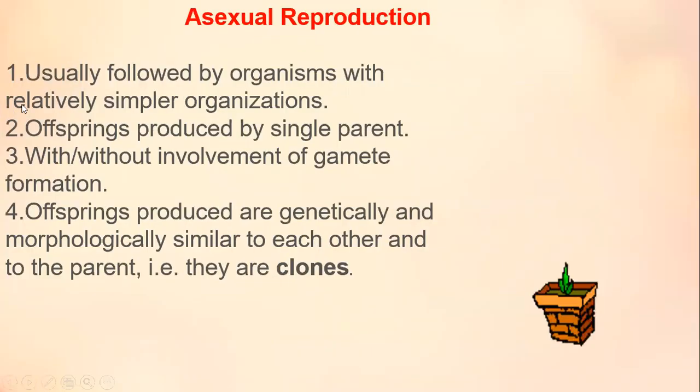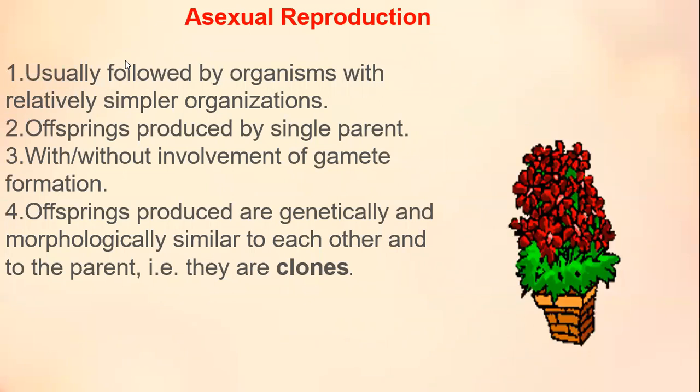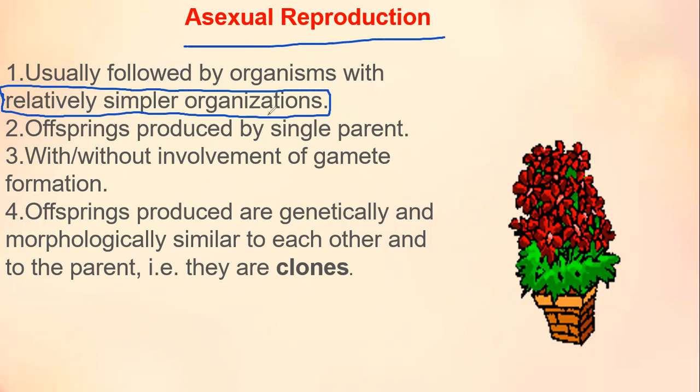So, asexual reproduction. Clear? Asexual reproduction is generally shown by organisms that have a relatively similar organization. Offsprings are formed only from a single parent. Only a single parent is involved in the offspring formation.